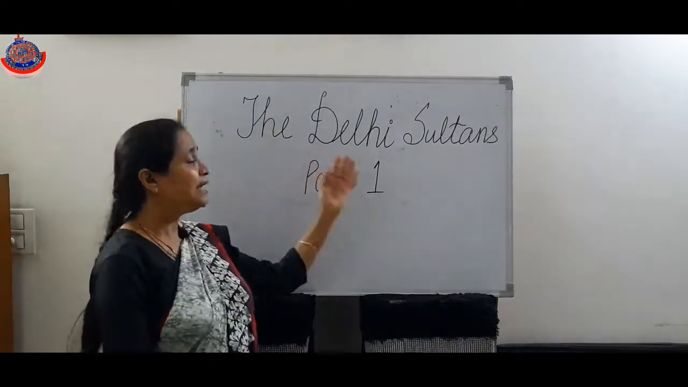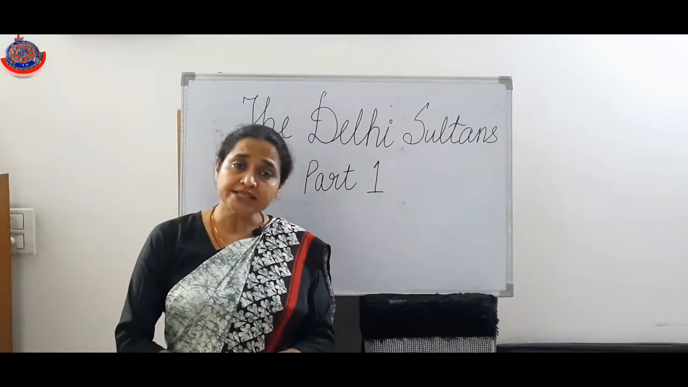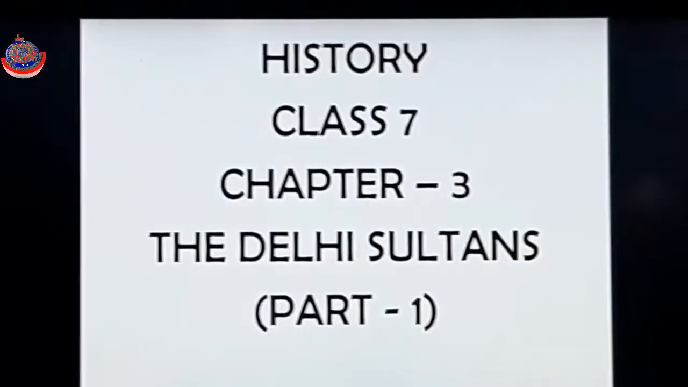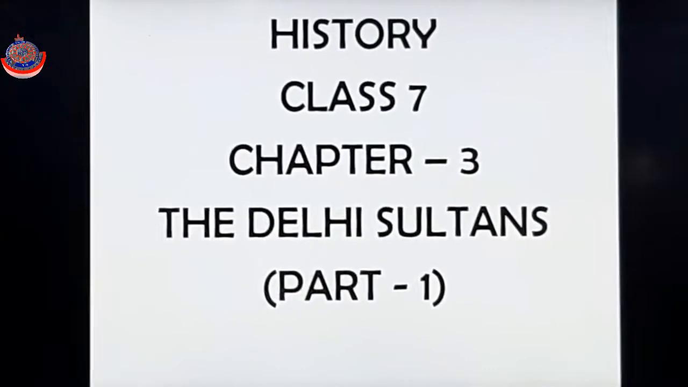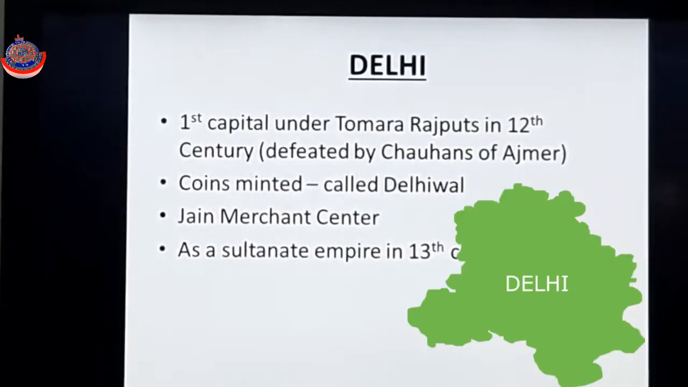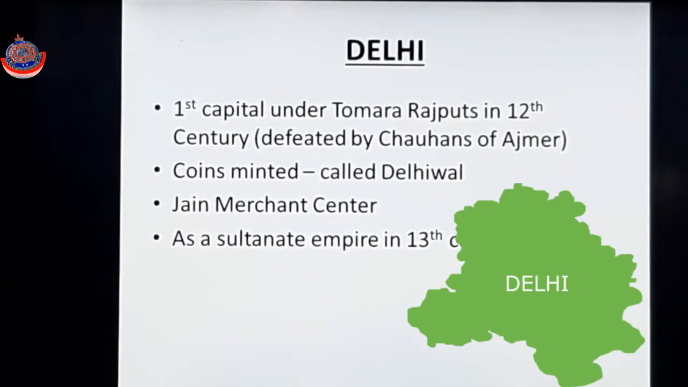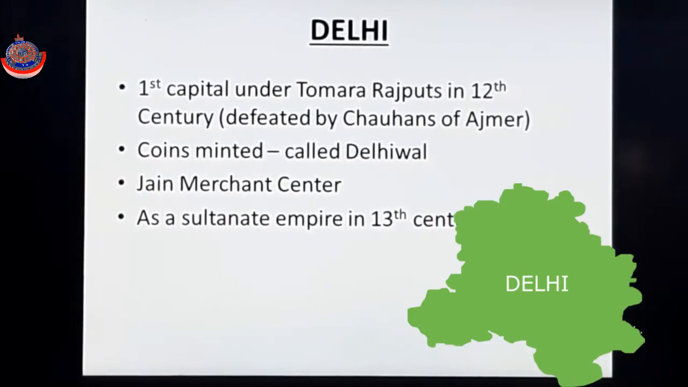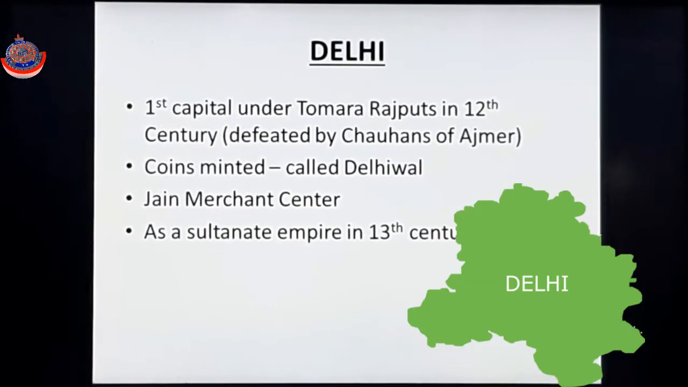The chapter is the Delhi Sultans. This is the first part of the video. Did you notice that there was no mention of a kingdom with Delhi as its capital? That was because Delhi became an important city only in the 12th century.